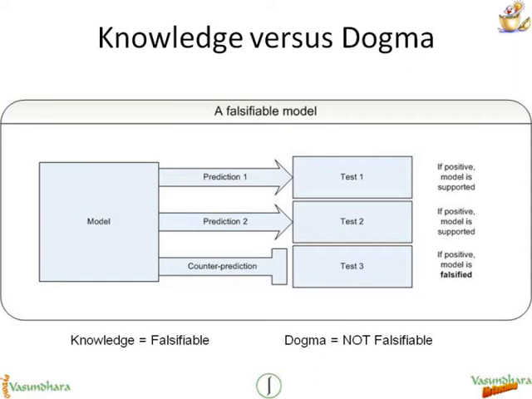Now, if you look at what a falsifiable model is, it means that you have a model, you have a description, an understanding of reality. From that, you make a prediction. And then you say, this prediction can be tested in this way. And if the test comes out positive, then your model is right. So I say, sun rises every day.